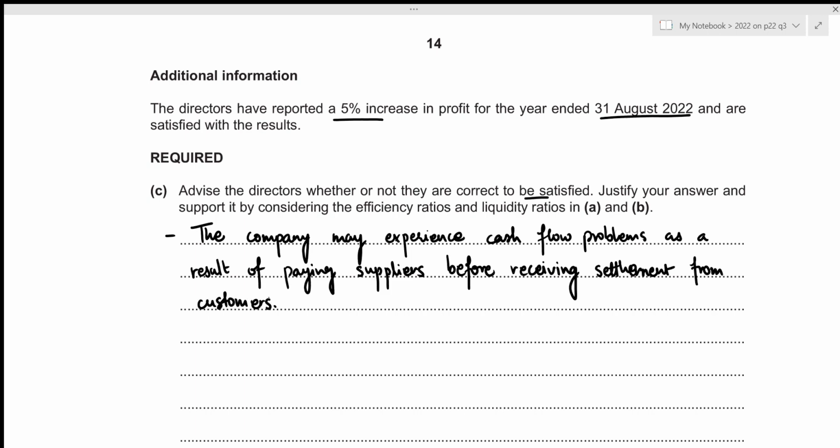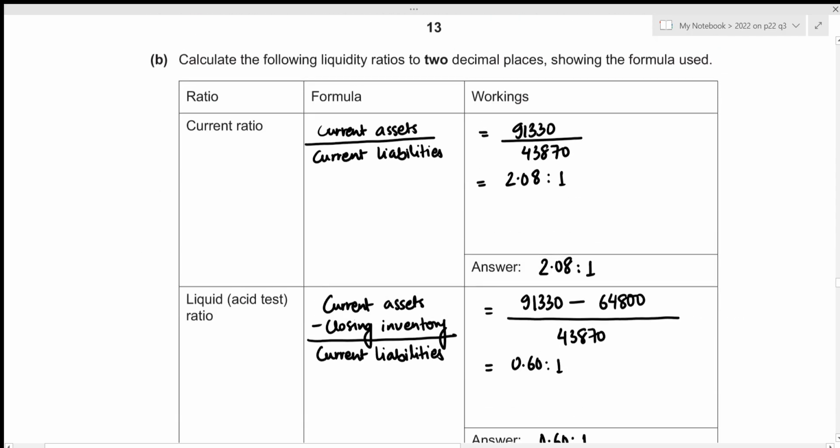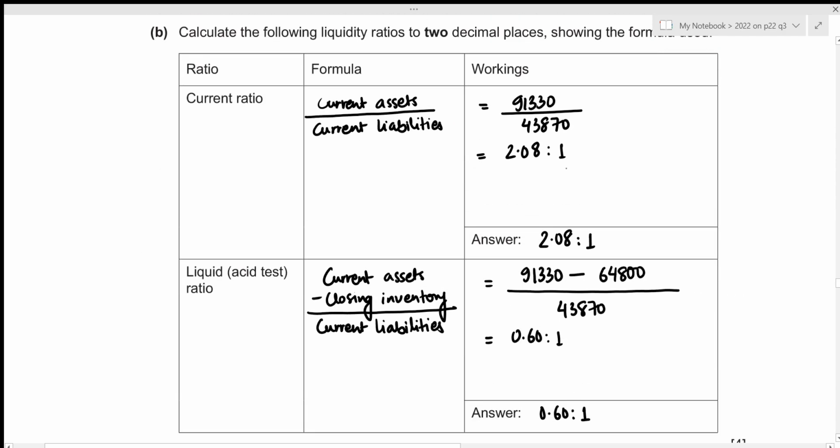Now let's have a look at our liquidity ratios in B. We can see that the current ratio is 2.08 is to 1 and the standard current ratio should be 2 is to 1, which means that the current ratio is absolutely fine for this company. But the liquid ratio is 0.60 is to 1 and generally the liquid ratio should be greater than 1 is to 1. So we can clearly see that it is not enough, right? And this is due to the fact that we have very high closing inventory that reduced our amount in the numerator. And this may result in an inability to pay its short-term debts. So let's write it down.